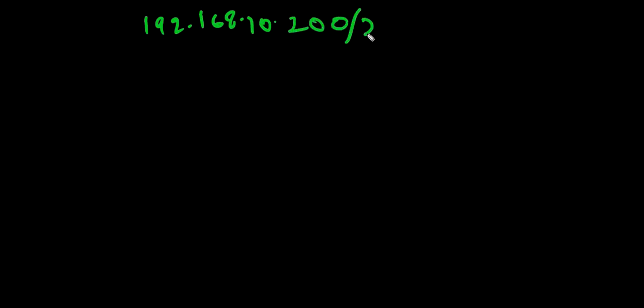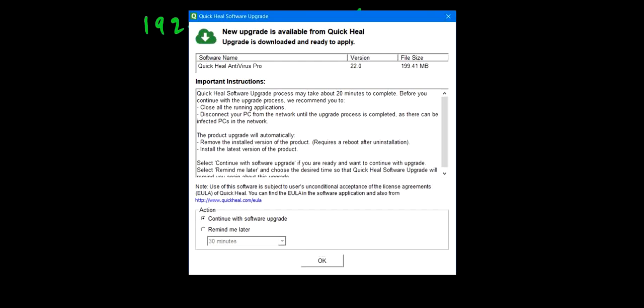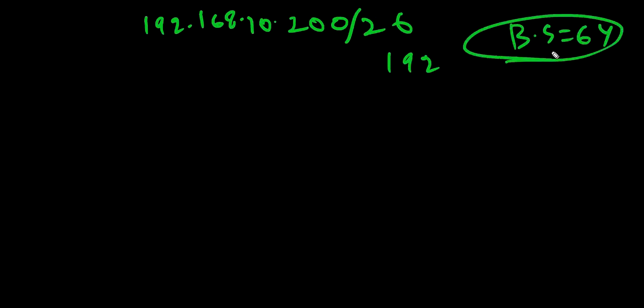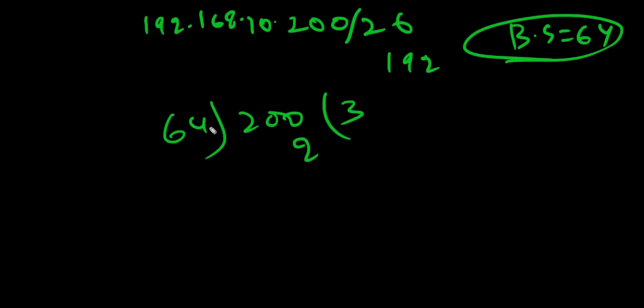Just suppose I am using 192.168.10.200, right? And /26, okay? So what will be the subnet mask of the last octet? Again 192. So what will be the block size? Again the block size will be 64. Am I right? Now divide 200 by 64. So 64 threes are 192, right?